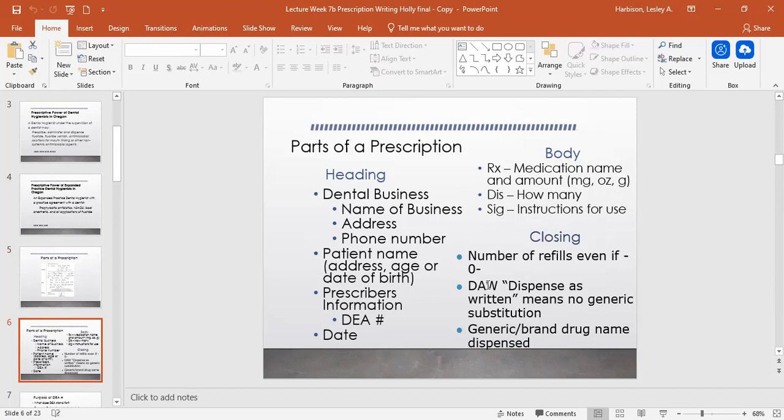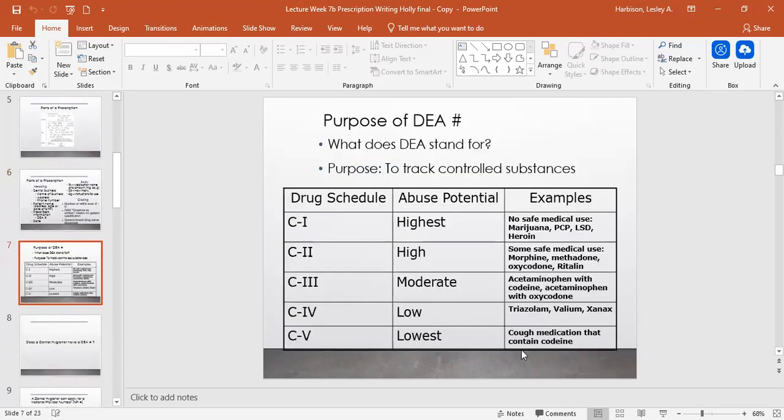The DAW is dispense as written, and that means no generic substitution. So if a pharmacist or a doctor who's writing a prescription writes DAW, that means that there is no ability to substitute for generic, which could save the patient money. Generic and brand name drugs are also dispensed either or, depending on the doctor and what they want.